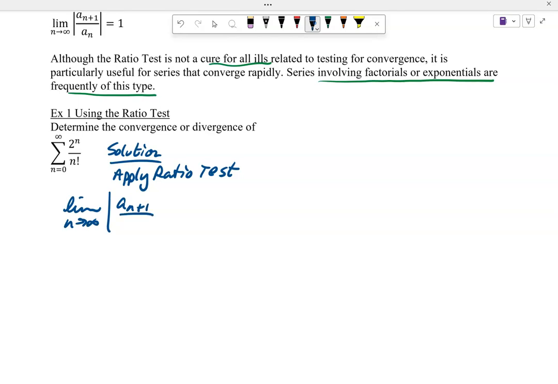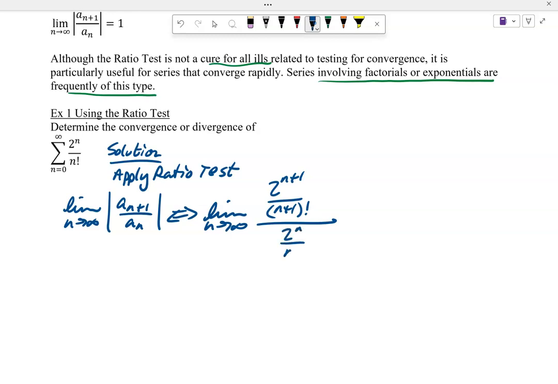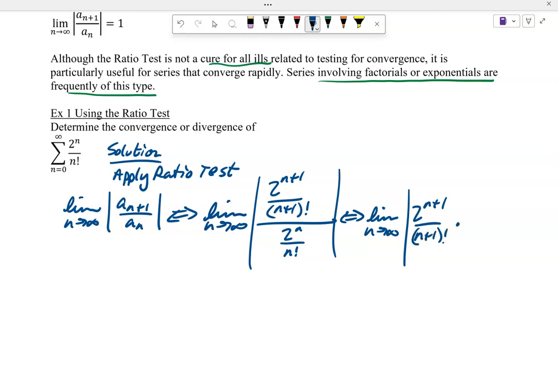of a_{n+1} over a_n, the absolute value of that. So that becomes 2 to the n plus 1 over n plus 1 factorial. There's my next term over the nth term, 2 to the n over n factorial. Okay? And so this becomes 2 to the n plus 1 over n plus 1 factorial.